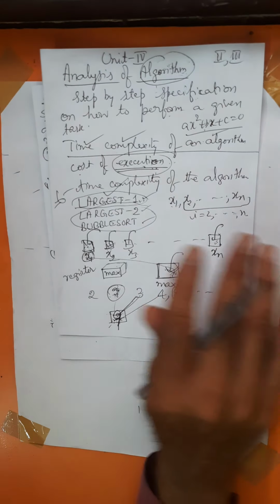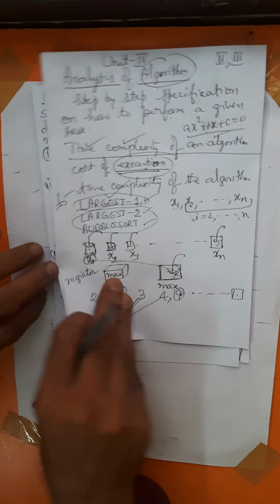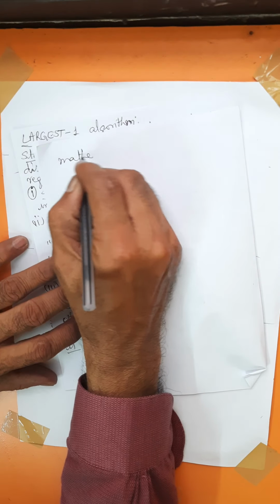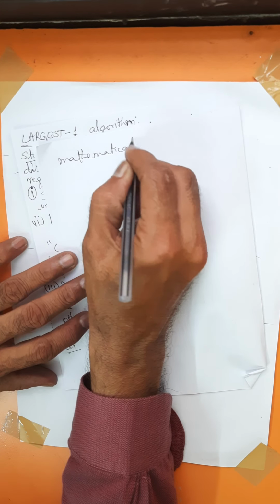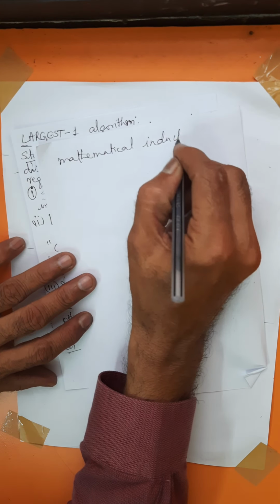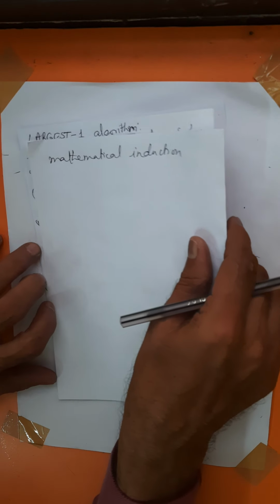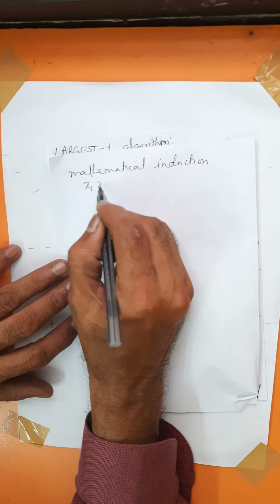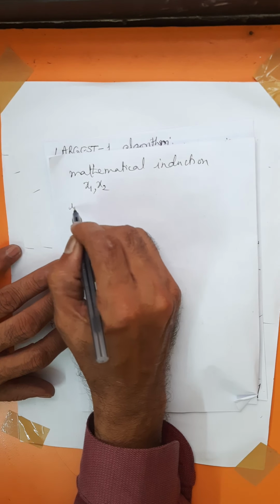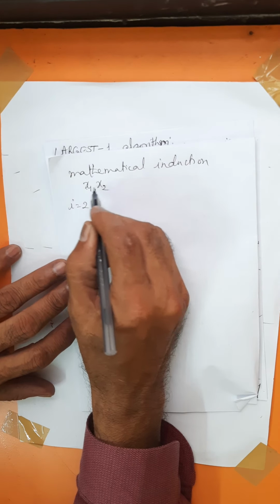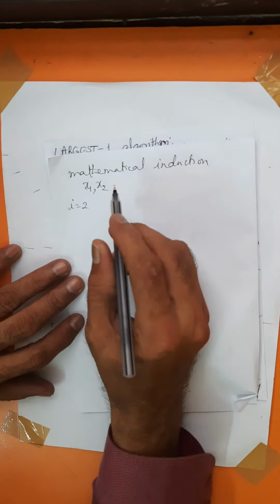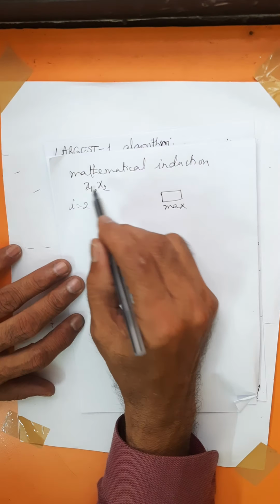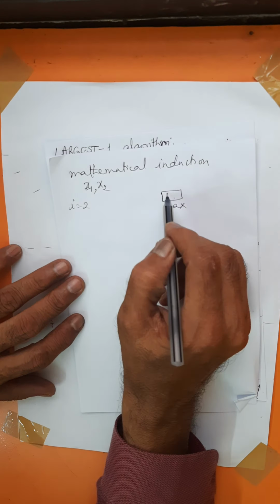You are proving this by mathematical induction. What is the induction process? I repeat the proof. In mathematical induction you prove it starting with i equal to 2. I equal to 2 means you are taking two values, x1 and x2. You are having a register called max. You place x1 here.